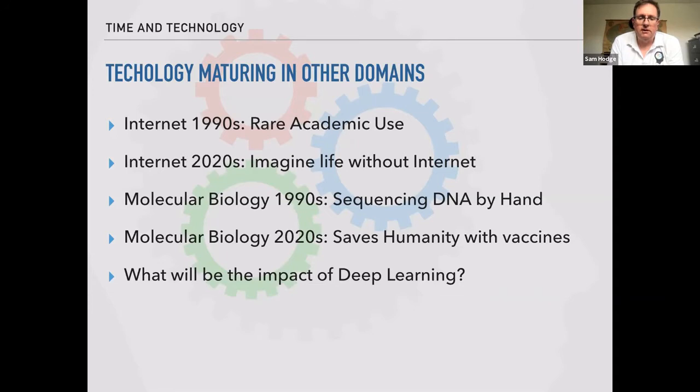So sequencing about 3.2 million base pairs is done routinely, and you can have that done for you by a machine. So the concept of machines doing stuff for you is not new. It's something that's happened in my lifetime, and my job of sequencing DNA by hand is completely replaced by a machine. So when we think about that, what will be the impact of deep learning?